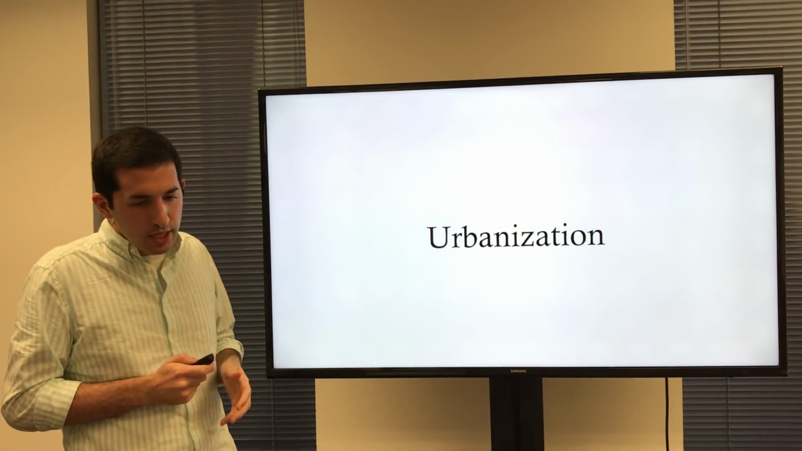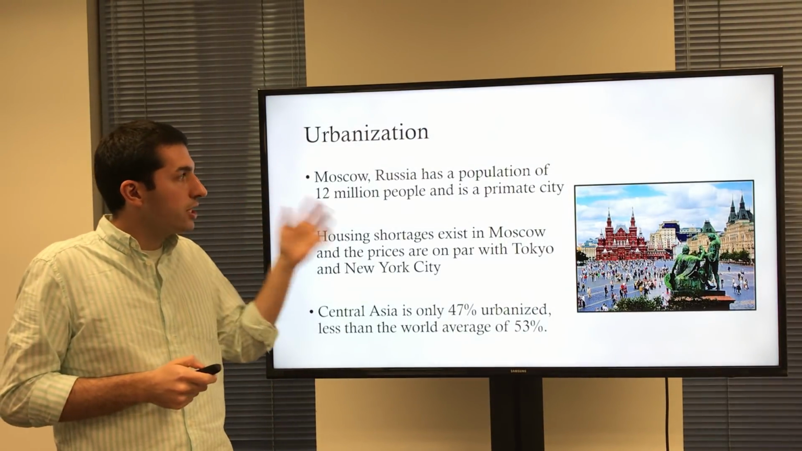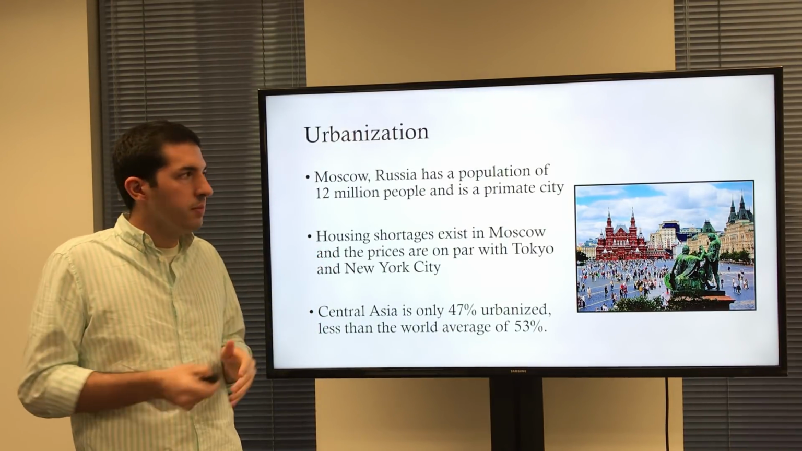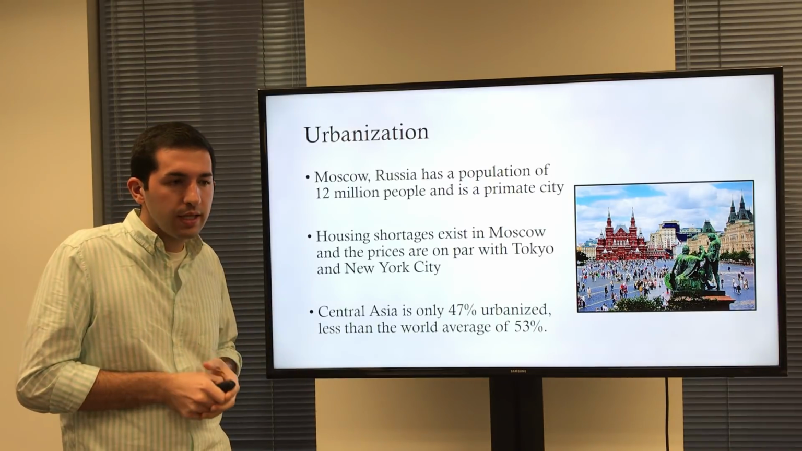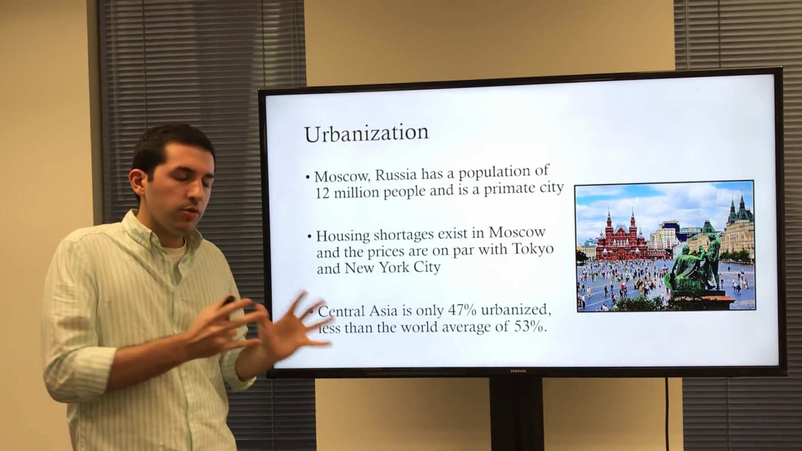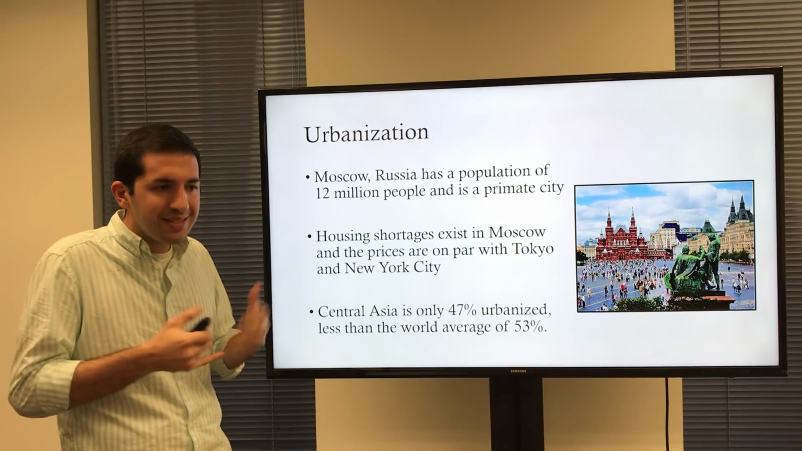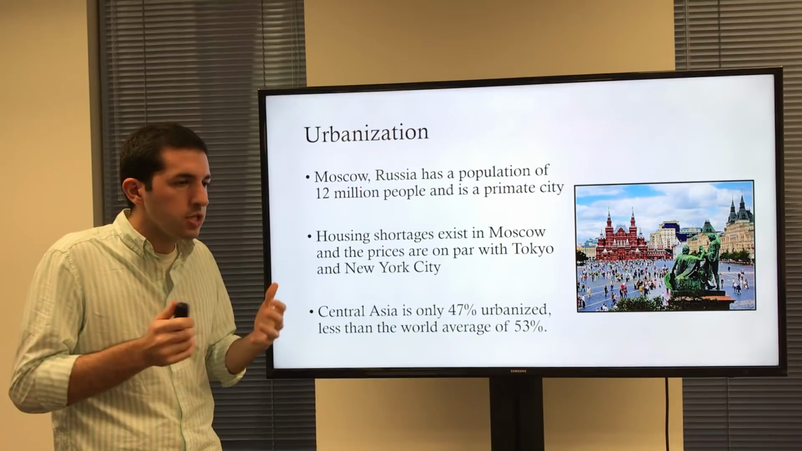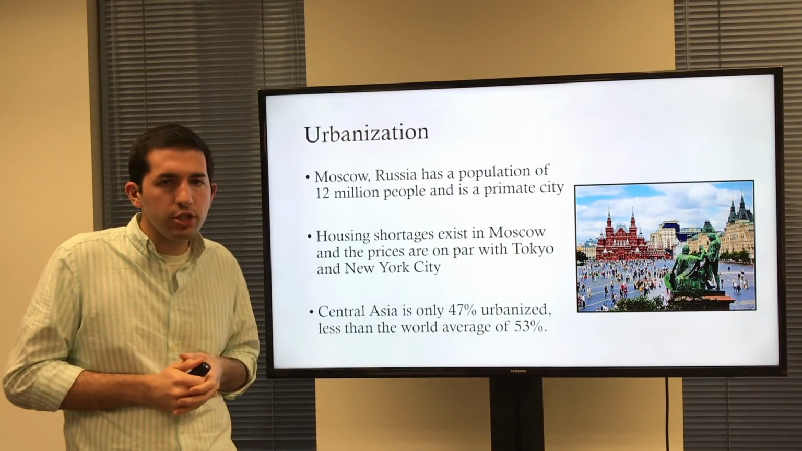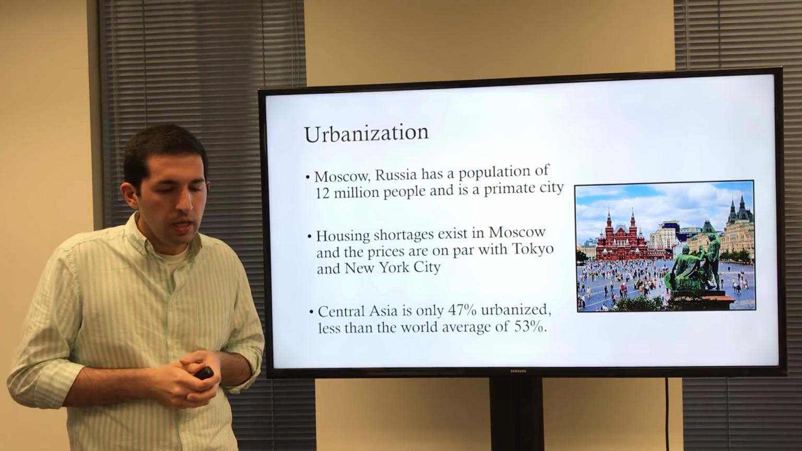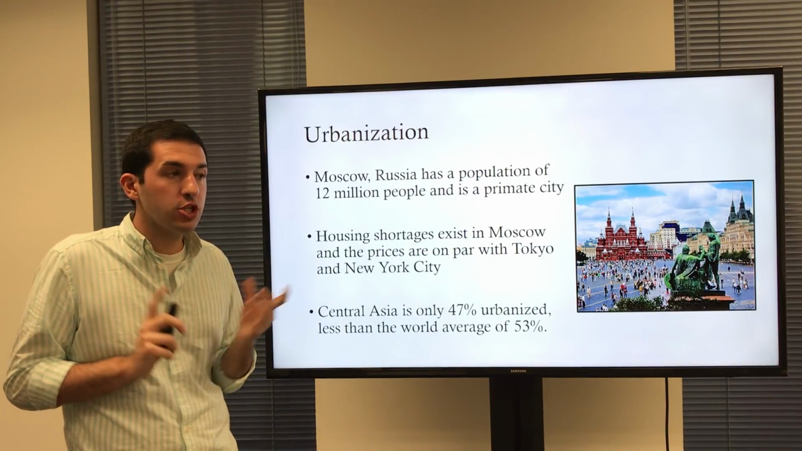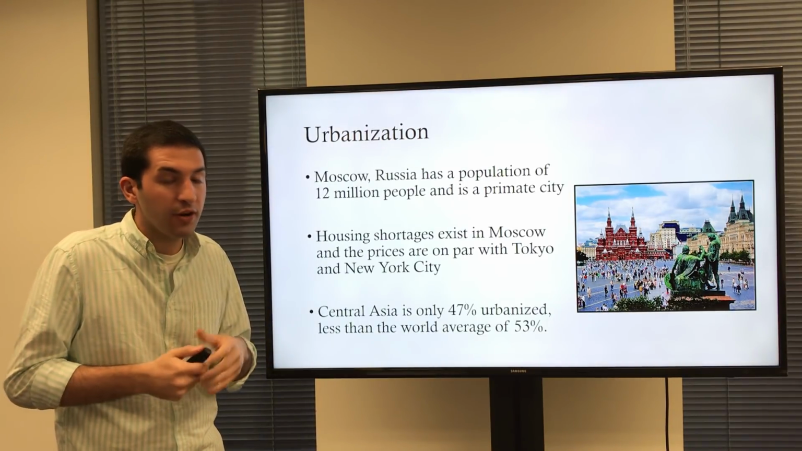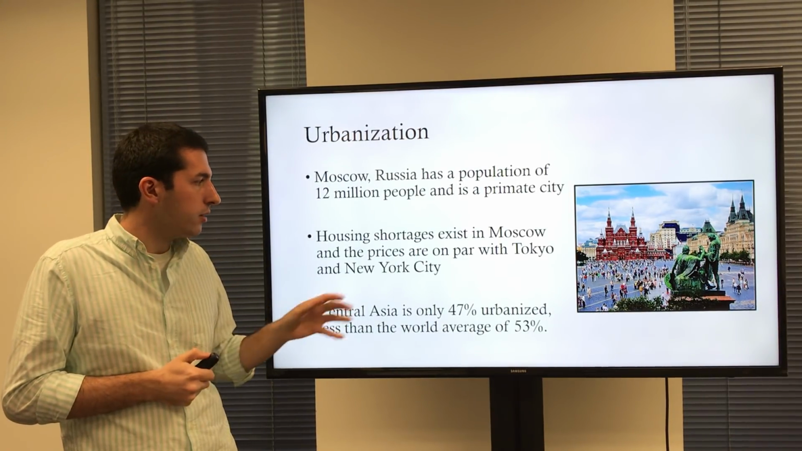That brings us to urbanization. Moscow, Russia, population of 12 million people in a country of about 144 million people. So it's considered a primate city, largely because of those people gravitating to the European side of Russia because of the geographic and climatic challenges of Eastern Russia. Housing shortages exist in Moscow. Prices are on par with major global cities like Tokyo and New York City because of these housing shortages. Very expensive city to live in, therefore.